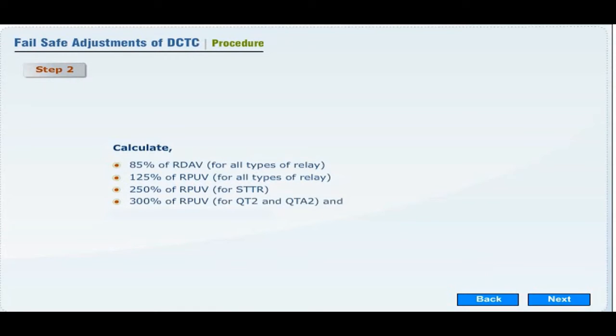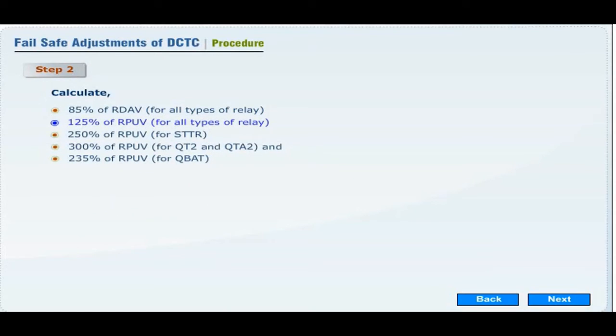Step 2. Calculate 85% of RDAV for all types of relay, 125% of RPUV for all types of relay, 250% of RPUV for STTR, that is self-type relay, 300% of RPUV for QT2 and QTA2 relays, 235% of RPUV for QBAT relays.